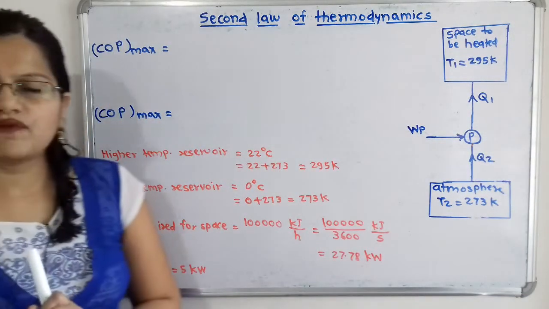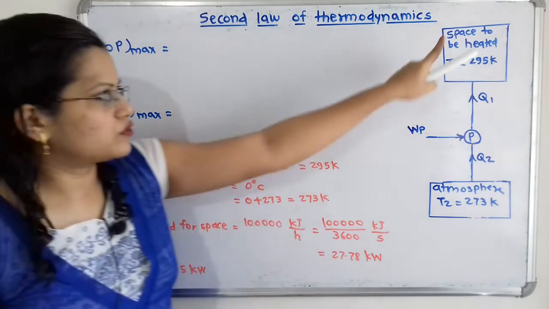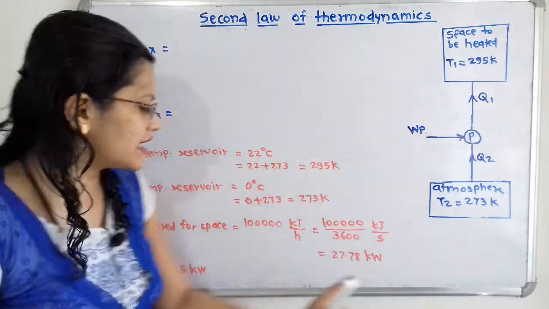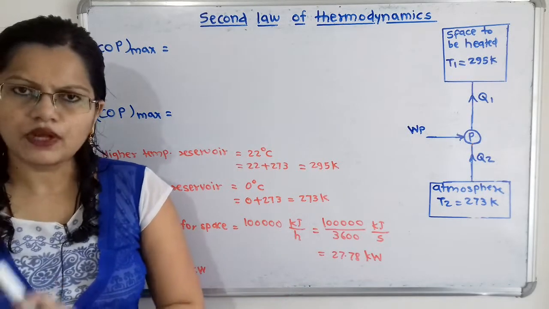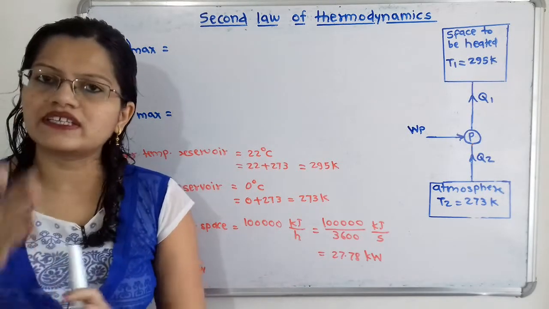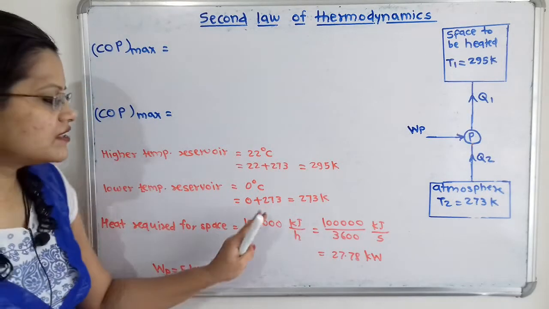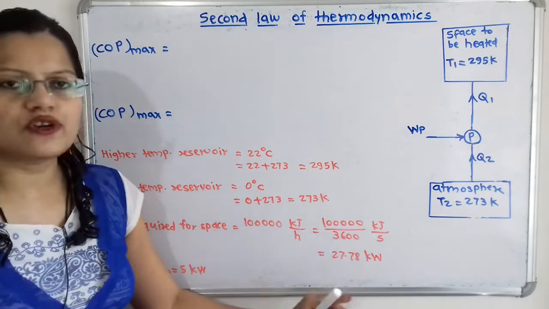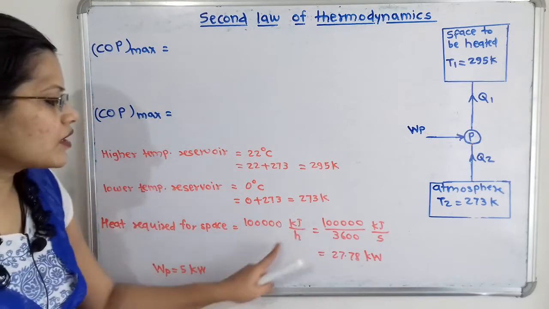Now the next information given is the heating requirement for the space. What is the heating requirement? 1 lakh kilojoule per hour. We know that the standard unit is kilojoule per second, or kilowatt. So we will convert this into the standard unit, kilowatt. Kilojoule per second is nothing but kilowatt. So how do we convert this?